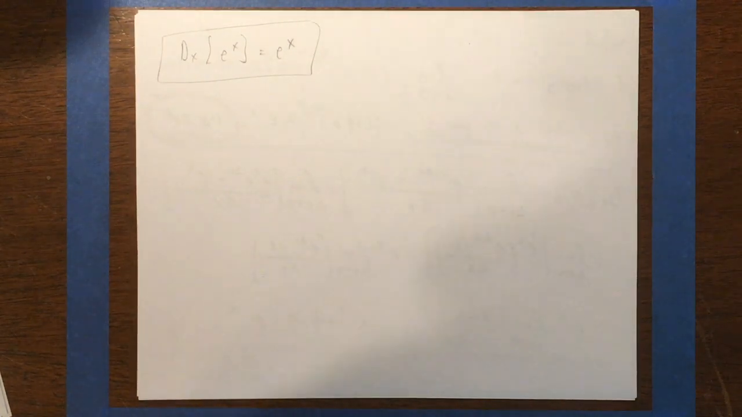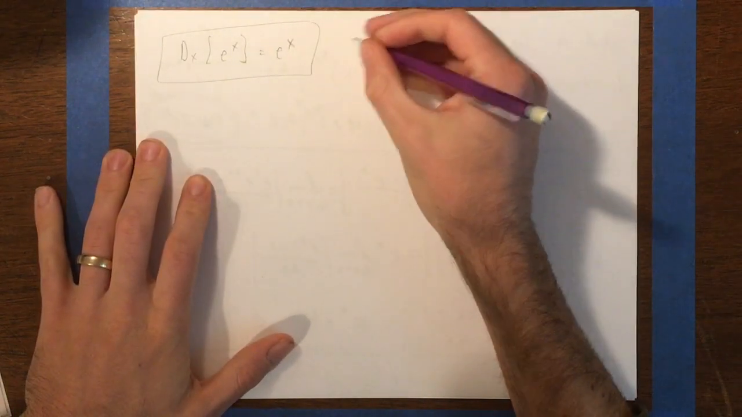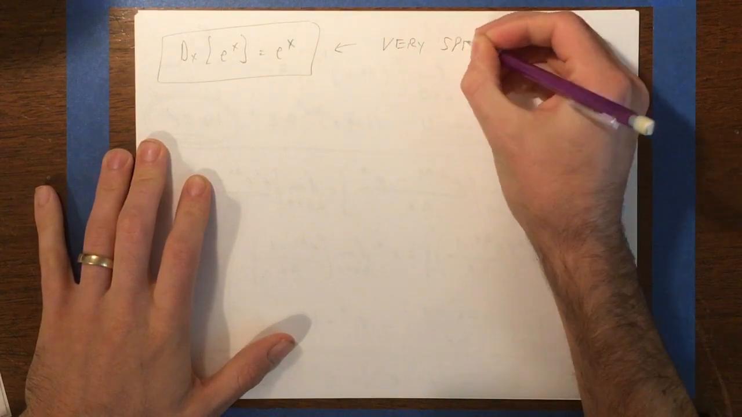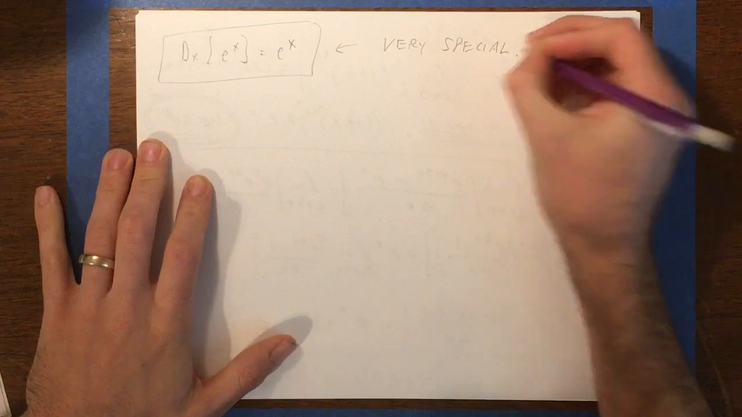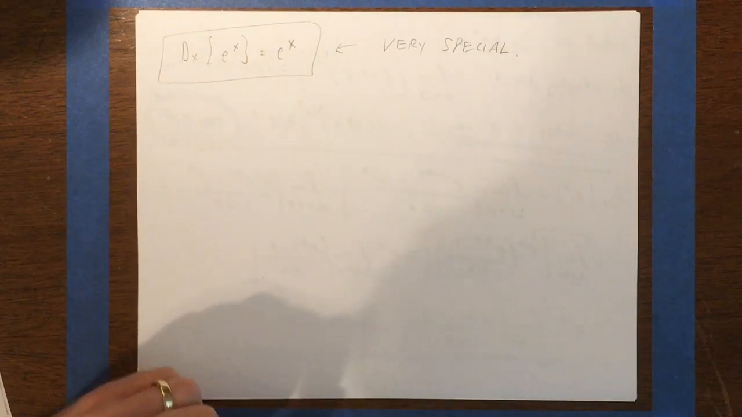Okay, in the last video, we discovered that e to the x is a function which is its own derivative. This fact right here is, in capital letters, very special, and it's kind of unique. So I want to take a second to explain this and talk about it.